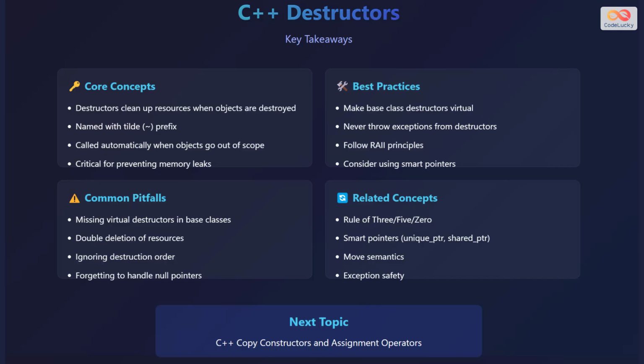Destructors clean up resources when objects are destroyed. They are named with a tilde prefix and called automatically when objects go out of scope. Virtual destructors in base classes are necessary for proper cleanup in inheritance hierarchies. It is recommended to follow resource acquisition as initialization or RAII principles, and consider using smart pointers. Avoid common pitfalls, such as missing virtual destructors, double deletion of resources, and ignoring destruction order. Review related concepts like the rule of 3, 5, or 0, smart pointers, move semantics and exception safety.